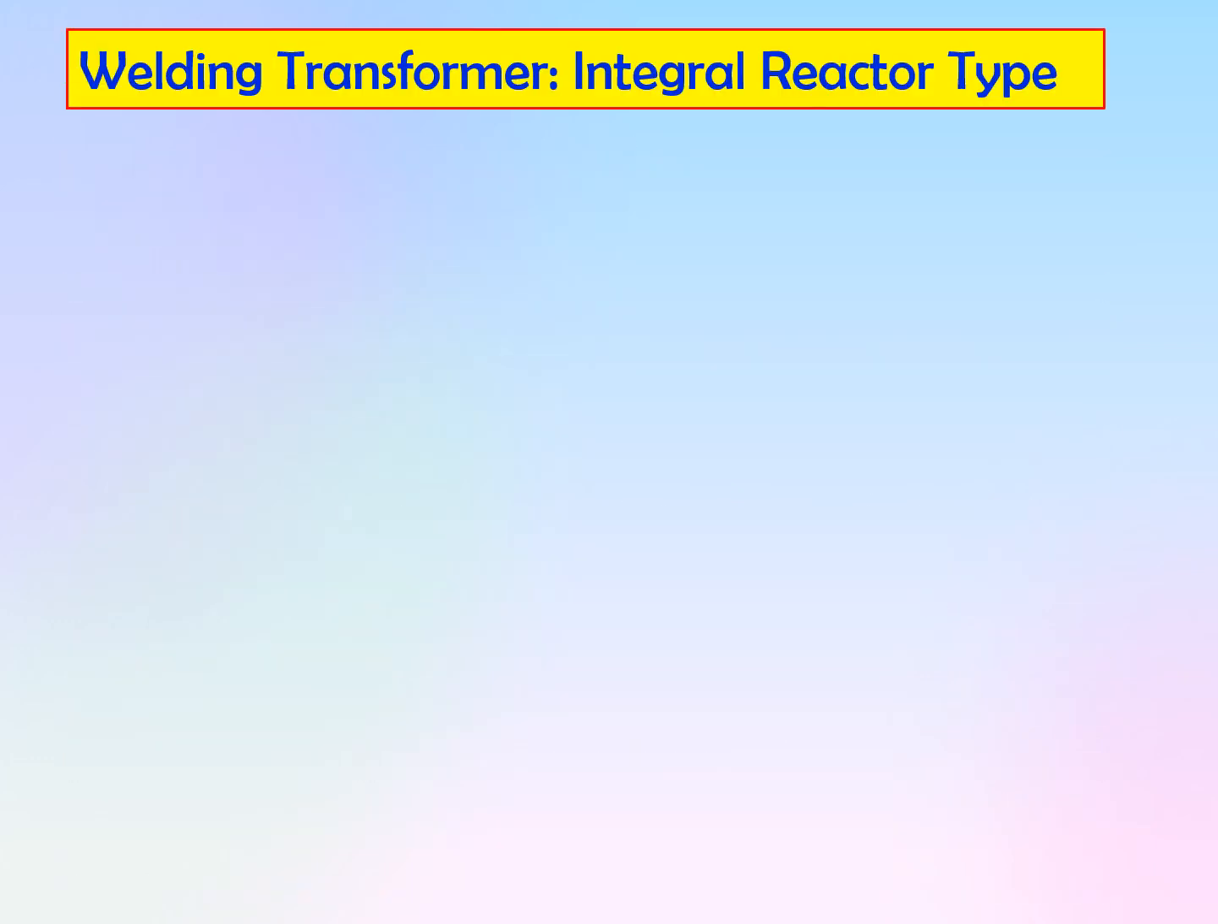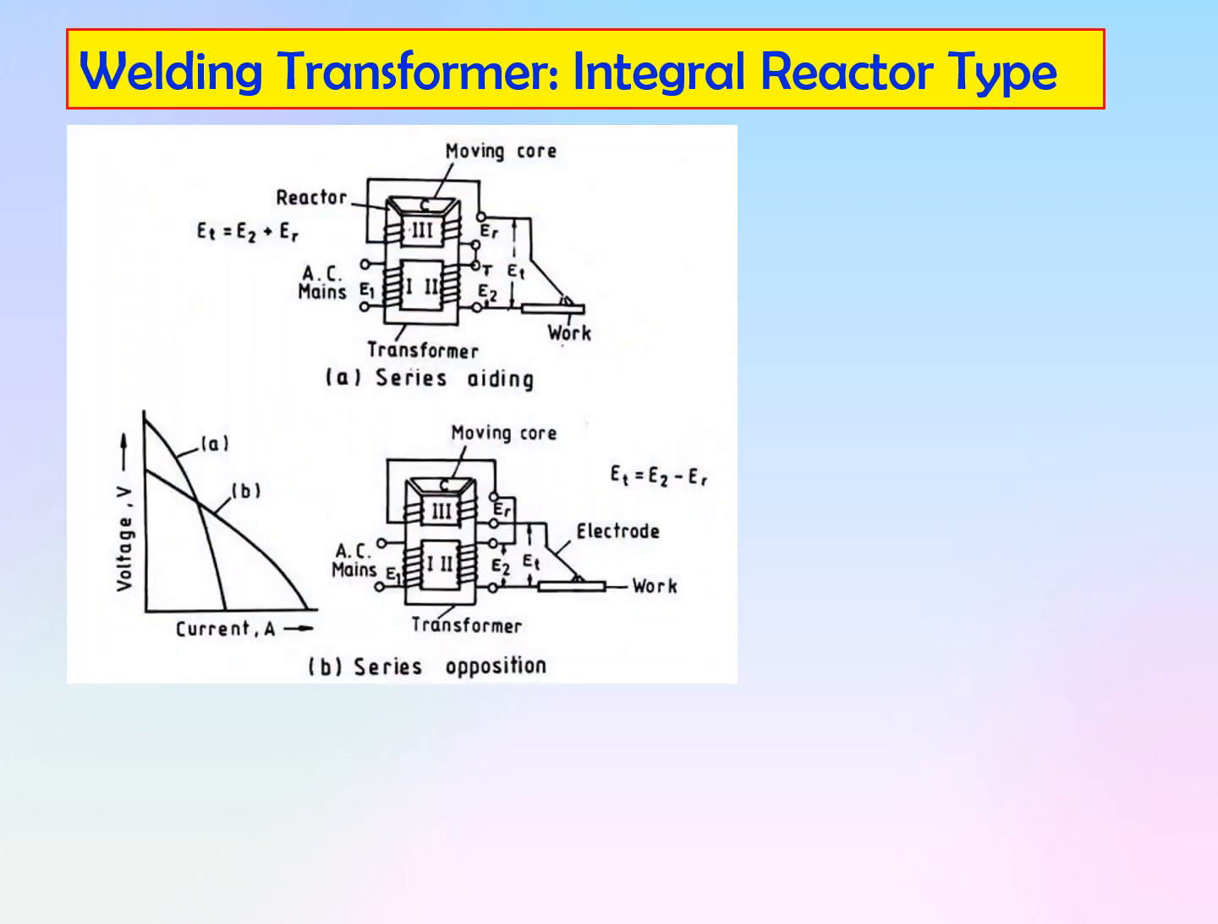The next type is the integral reactor type of welding transformer. In this integral reactor type of welding transformer, there is one winding on the primary and the secondary winding is split up into two parts, that is, this is the second one and the third one. If I draw this third winding separately and the second winding separately, and you connect this terminal like this and take the output from this, let the voltage induced here be E2 and the voltage induced here be ER, then the net output voltage is ET equal to ER plus E2.